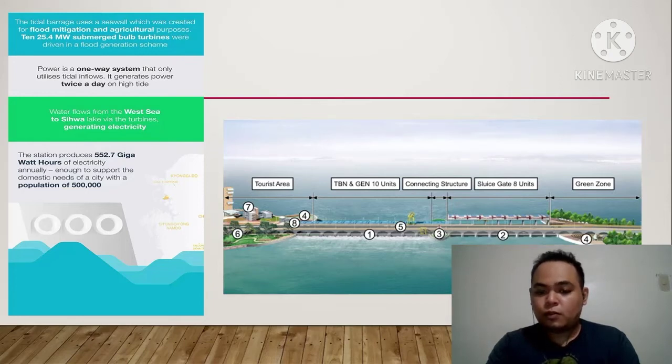The water flows from the West Sea to Sihwa Lake through the turbines, hence producing electricity. The station can produce 552.7 gigawatt hours of electricity annually, enough to support the domestic needs of a city with a population of 500,000.